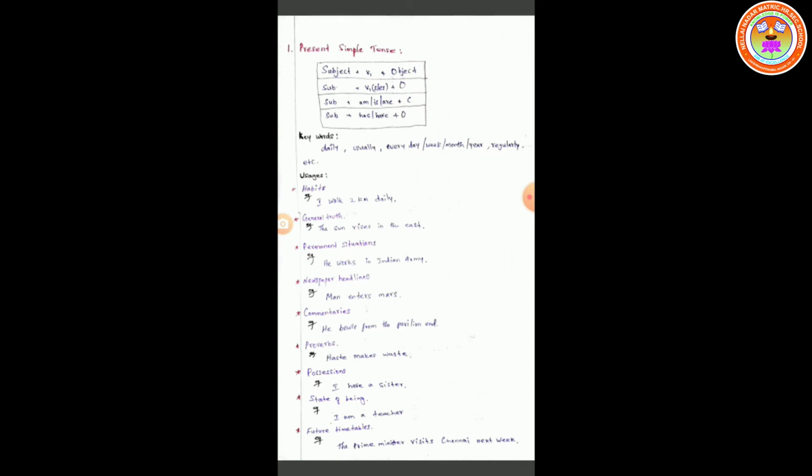Look at the structures. Subject, of course, the sentence begins with the subject, and V1 means present simple verb plus object. Next, subject, V1 or s or es form plus object. Next structure is subject, am, is, are plus complement. The last one is subject plus has or have plus object.